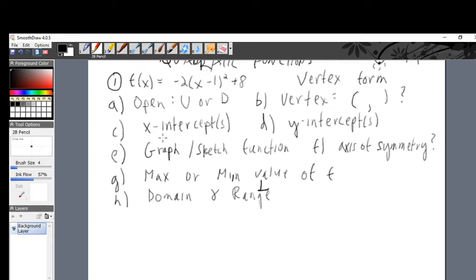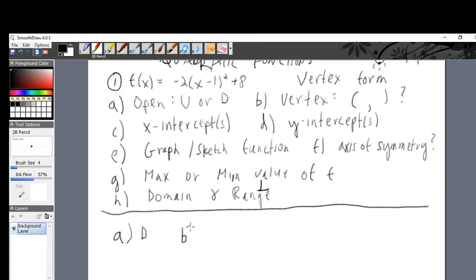Good enough. Now, let's talk about answering A, which is going to be pretty easy to answer. Let me put a line after the questions. Let me answer A. I can tell you right away, it opens downwards because as soon as I see that minus, I know it opens downwards. If there's no minus, it opens upwards, and if there's a minus, it opens downwards. A is done.